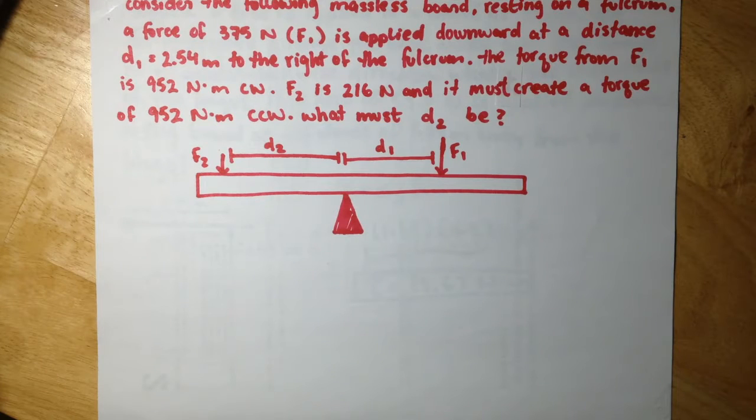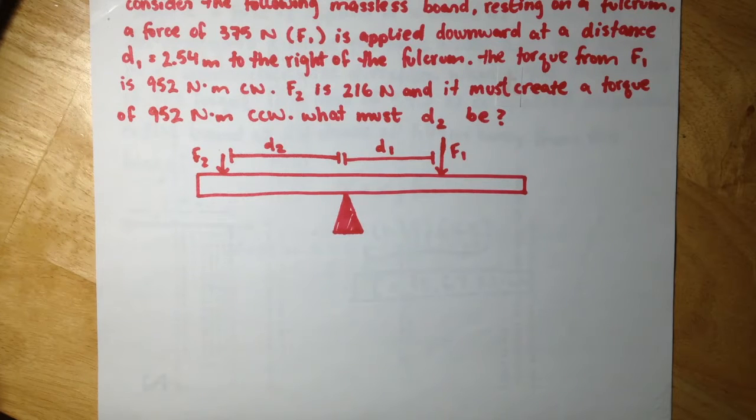Consider the following massless board resting on a fulcrum. A force of 375 newtons is applied downward at a distance of 2.54 meters to the right of the fulcrum. The torque from force 1 is 952 newton meters clockwise. Force 2 is 216 newtons and it must create a torque of 952 newton meters counterclockwise. What must distance 2 be?